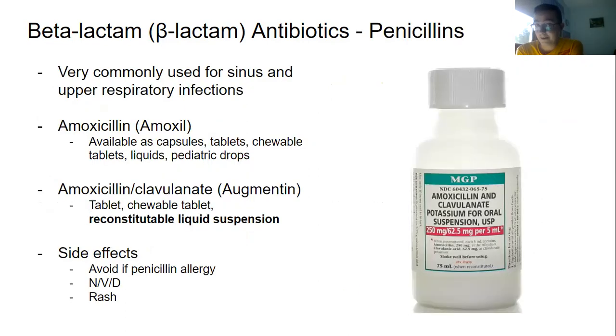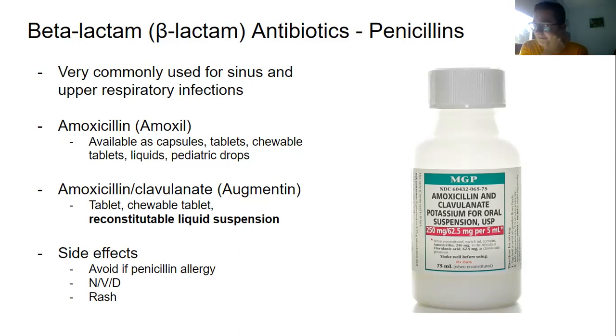Now, beta-lactam antibiotics are very, very common for sinus and upper respiratory infections. If you're like me and you get one just about every year, I have been on Augmentin more times than most. Amoxicillin or Amoxil is available as a capsule, tablet, chewable tablet, liquid or pediatric drop. These are probably the things you are going to reconstitute the most in a pharmacy, especially if you're working in a community pharmacy. You mix up the powder for the suspension with an adequate amount of water to create that combination. And you just want to make sure that it's refrigerated and given to the child accurately.